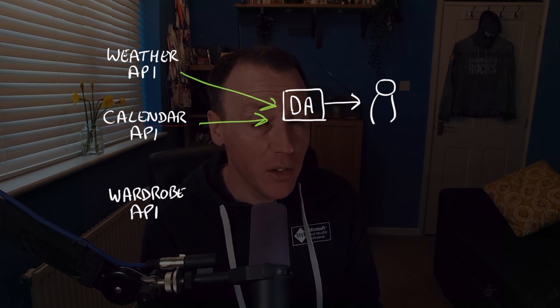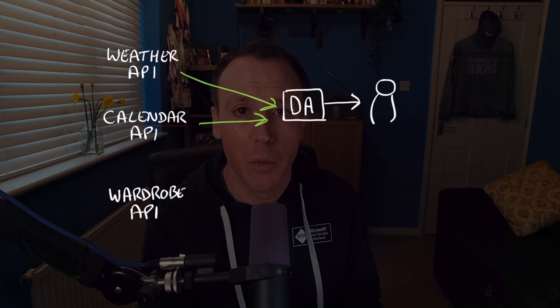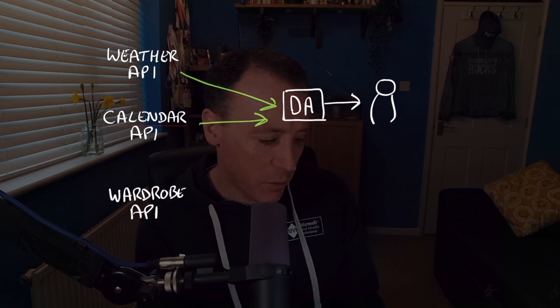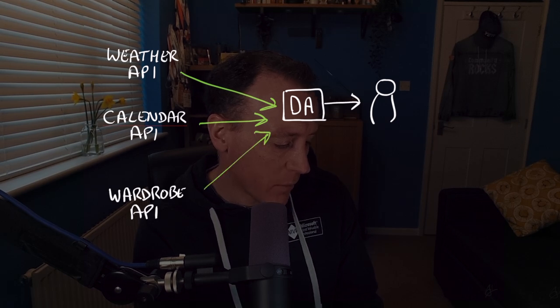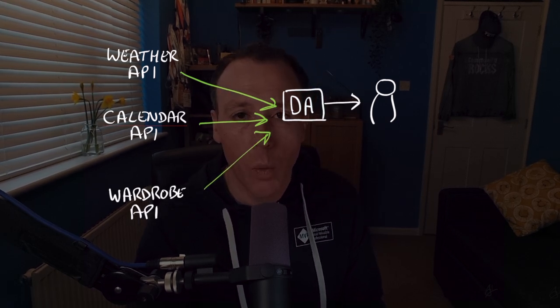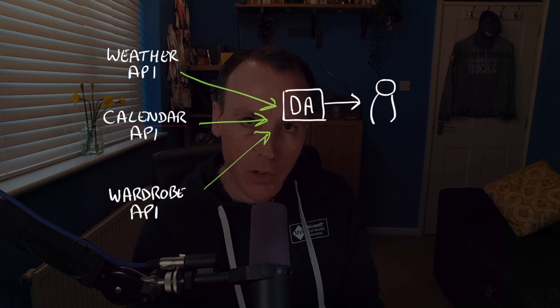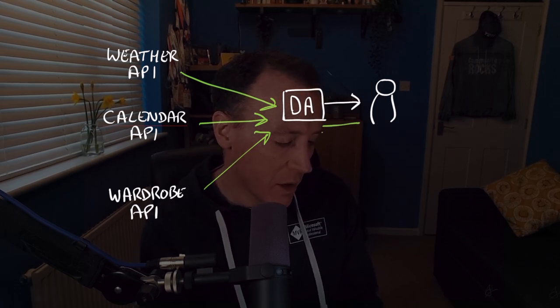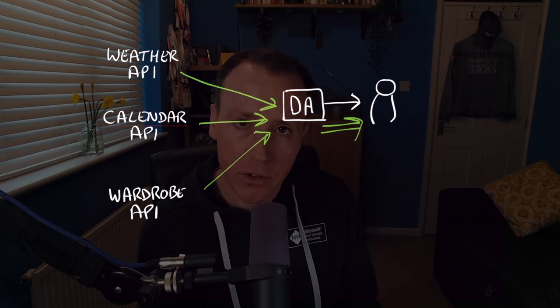Using those two things, it ought to be able to get a good feel for what the user is doing and the kind of weather that they're going to be doing it in. And finally, a wardrobe API. So that's going to give access to what clothes are available. A combination of all those things should be enough to be able to recommend what to wear to the user.